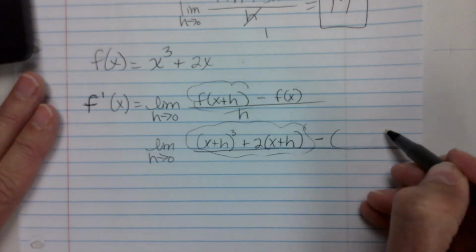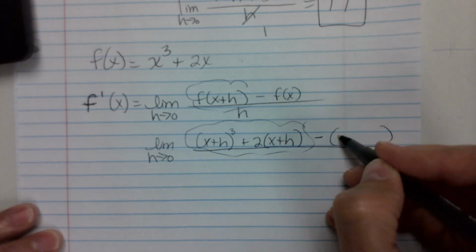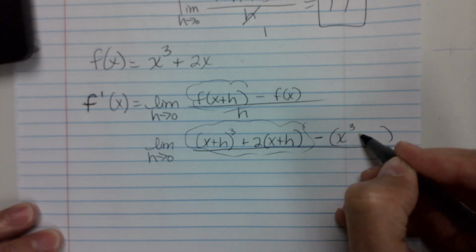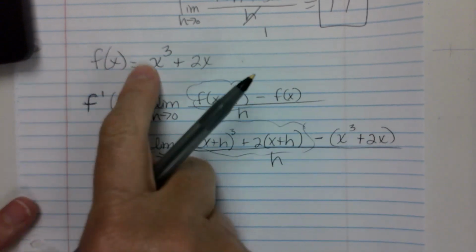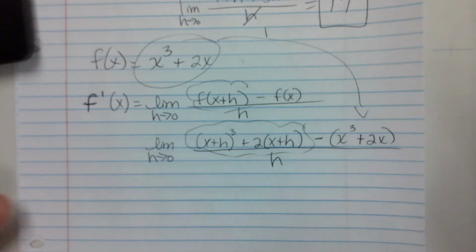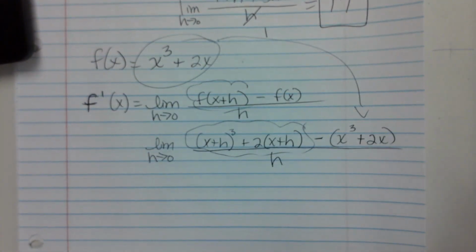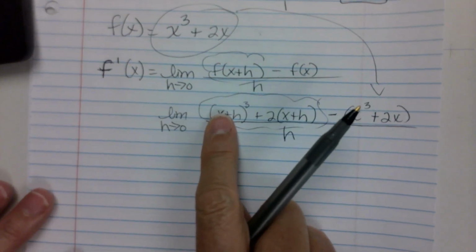Minus what goes into the parentheses: x cubed plus 2. There we go. I'm simply rewriting the function, because that's what f of x is, just the function, right? Yes. This is the part that ain't easy.